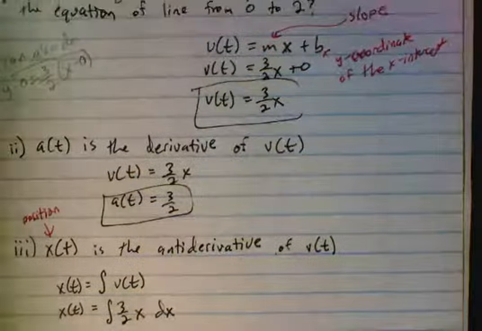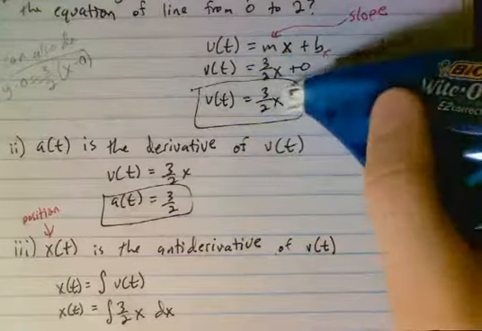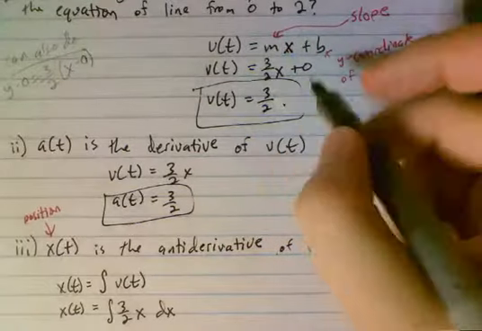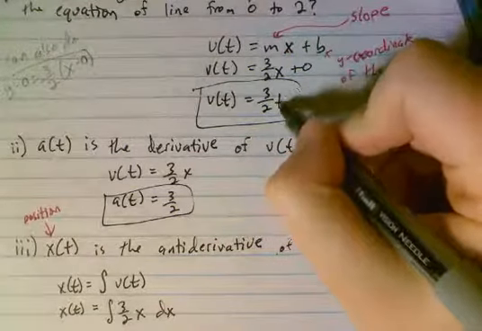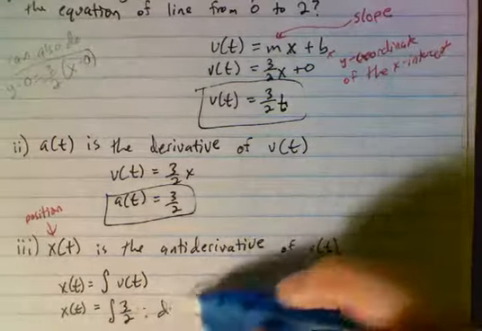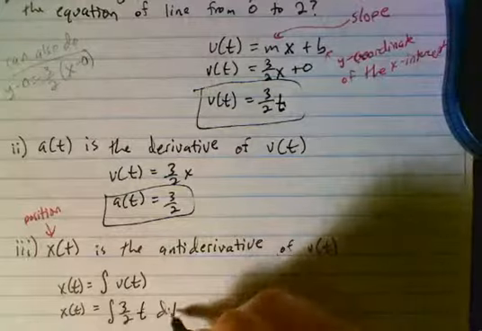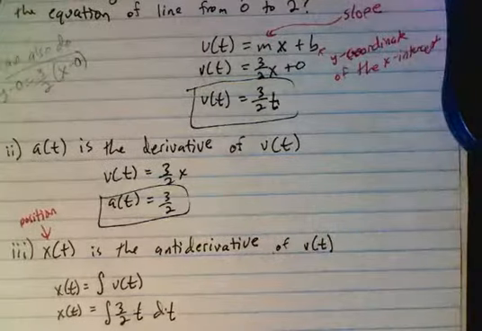Whoops, I just need to go back up here. So notice up here that I have an x here, but I have a t here. That means, because this is supposed to be in terms of t, I should have a t right there. Likewise here, x is my variable for position. My input variable here is t. That should be 3 halves t dt.